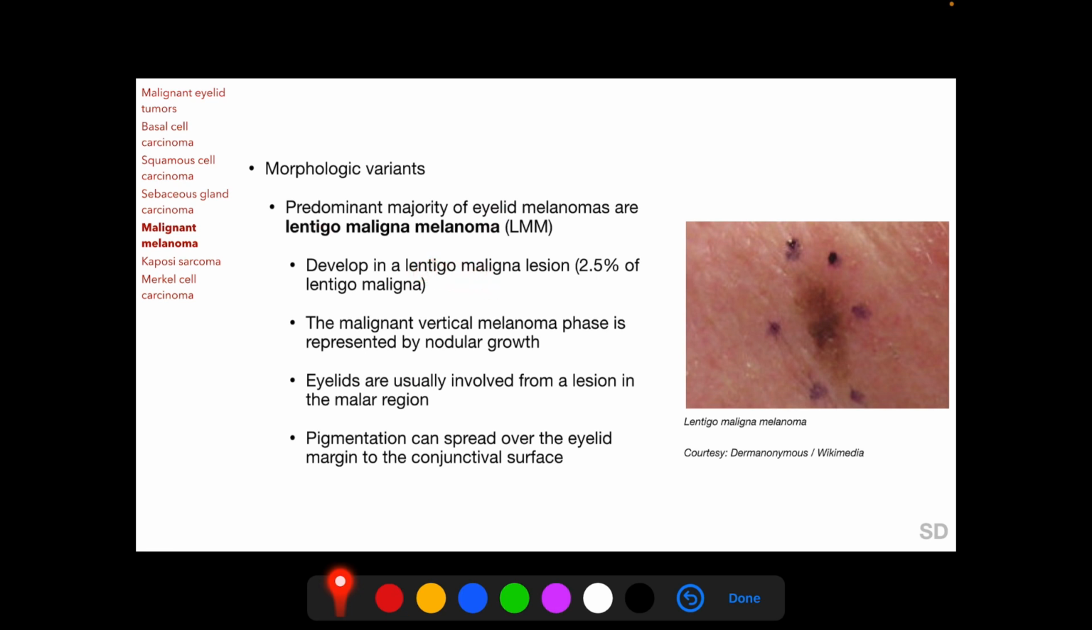The predominant majority of eyelid melanomas are lentigo maligna melanoma, and LMM develops in a lentigo maligna lesion, with 2.5% of lentigo maligna lesions giving rise to lentigo maligna melanoma. In a lentigo maligna lesion, which is typically a flat pigmented macule, the malignant melanoma phase is represented by nodular growth. And in LMM, eyelids are usually involved from a lesion in the malar region, and the pigmentation can spread over the eyelid margin to the conjunctival surface.